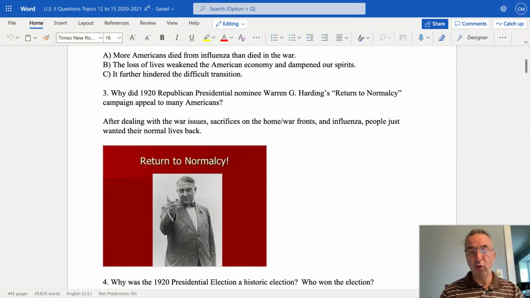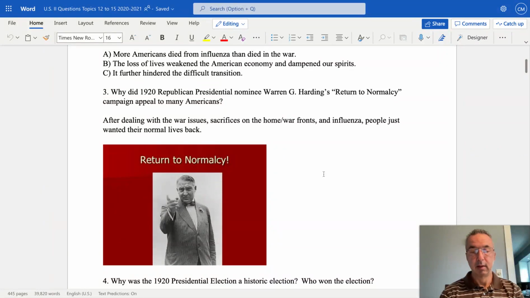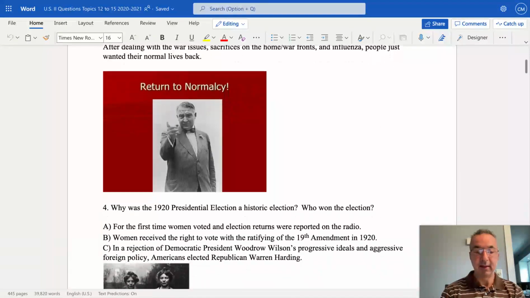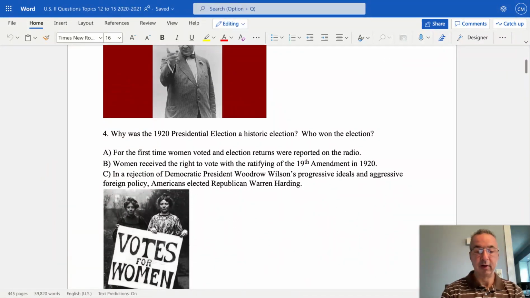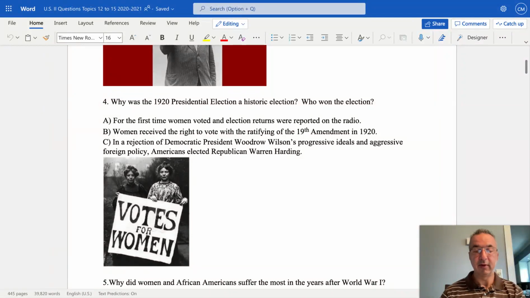Okay, question 4. Why was the 1920 presidential election a historic election? Who won the election? So when you think about historic, think about which group within society voted for the very first time, and that's women. So after a long history of having women banned from voting in elections for the most part, women for the first time voted. Election returns this year, too, were reported on the radio.